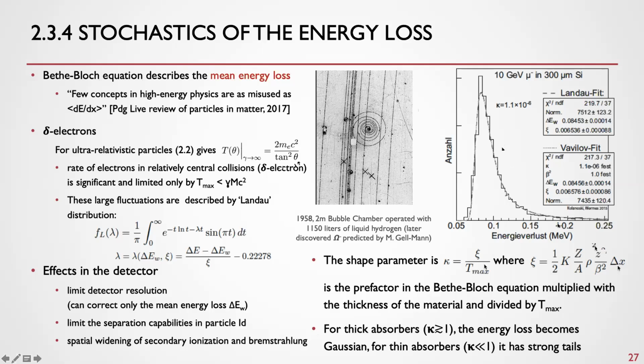So thick absorber means that the ratio kappa, which is the Bethe-Bloch prefactor multiplied with the thickness of the detector divided by the maximum energy transfer, is much larger than 1. Then the energy loss is Gaussian. We can build a good detector with good resolution. It may have other undesirable properties because it is thick, but at least the stochastics of the energy loss does not punish us. For thin absorbers, it has very strong tails.